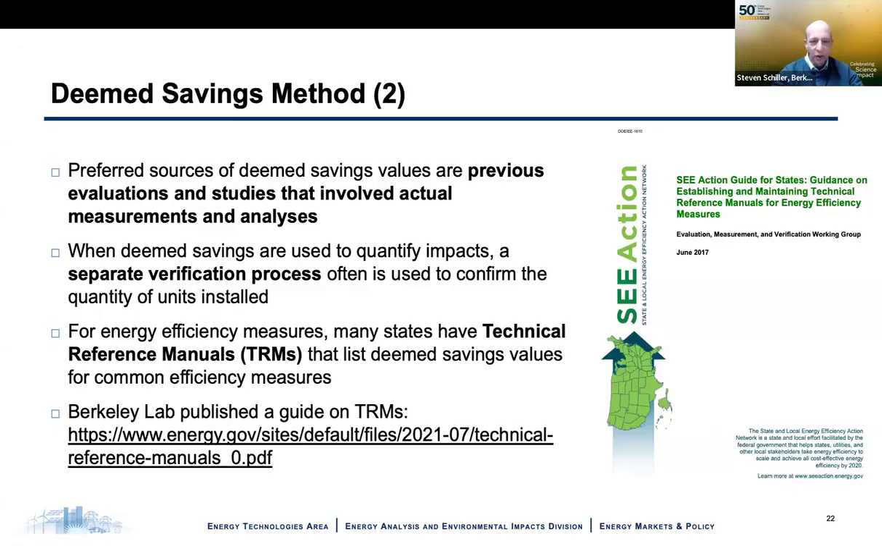These deemed savings measures are based on previous evaluations and studies. You might have a separate verification process. I defined verification for you before, about verifying this actually installed, or a sample are installed. And usually, at least for efficiency measures, as I mentioned, it's usually used with efficiency measures. These are often documented in what's called technical reference manuals, TRMs. And many states and utilities have these. And the Berkeley Lab actually published a guide for these, a little dated, but still valuable for describing TRMs, and how to use those for your deemed savings values.